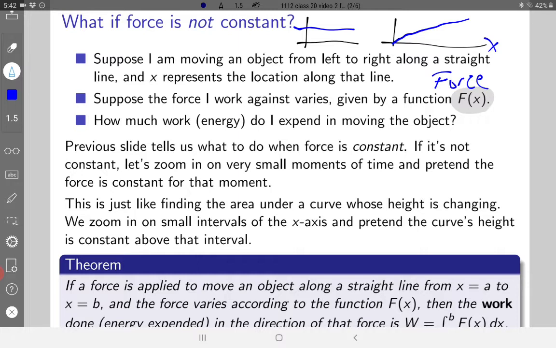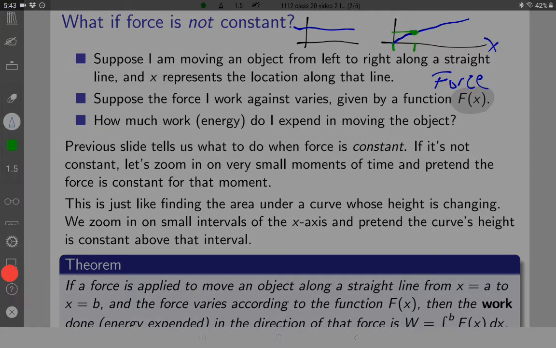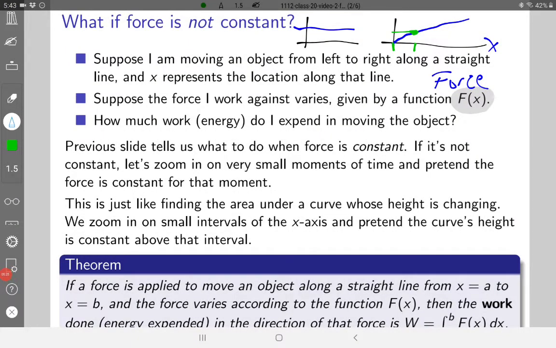And if the force is not constant, if it's like this graph that I have up here where it's changing with x, well, what I can do is zoom in on small moments of time, very small intervals along the x-axis, along the location axis, and pretend that just for that moment, the force I'm working against is constant. So in that diagram on the top right, let's say over that first interval of distance along the x-axis, although the force is increasing, let's for the sake of simplification assume that the force is constant at the height at the right endpoint, that horizontal line that I've drawn right there.